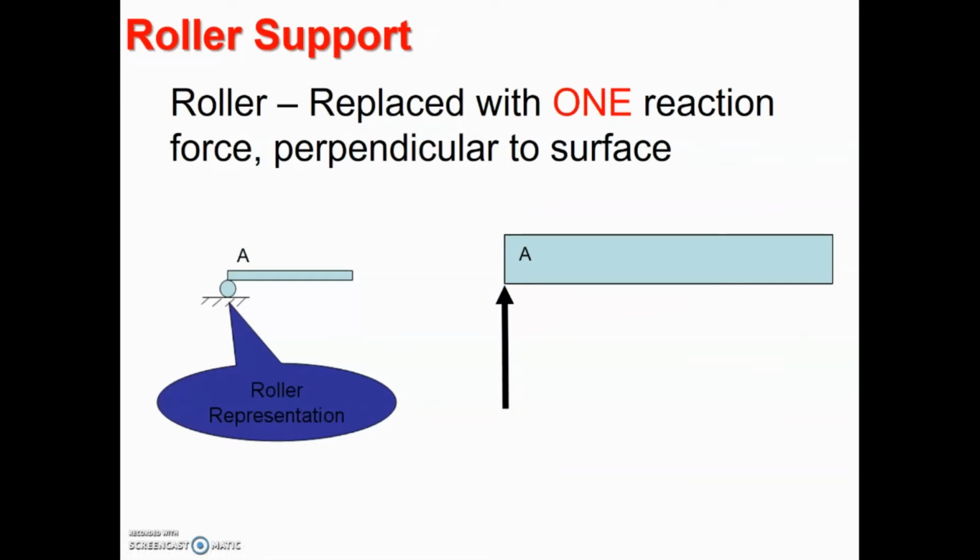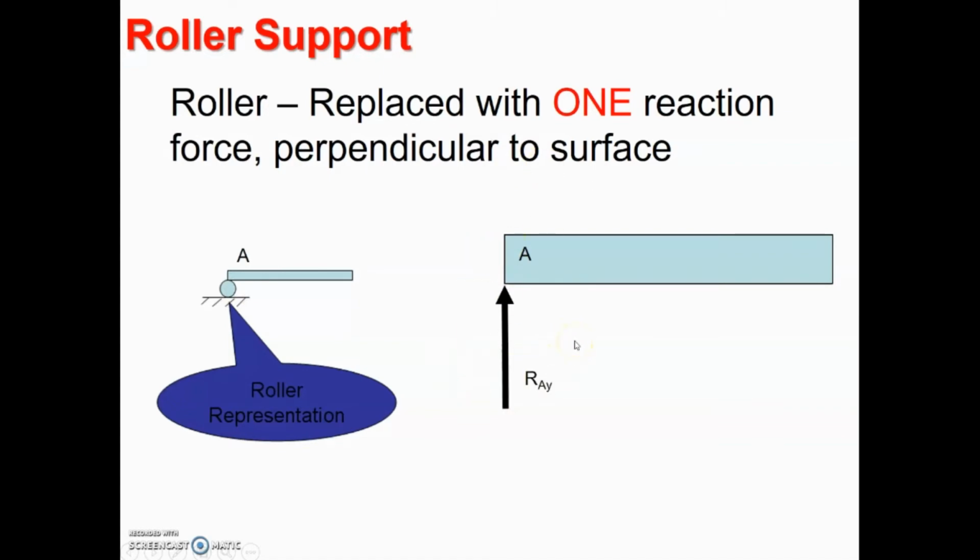Now when we're turning that into a force diagram, we are going to replace that with one reaction force which is perpendicular to the surface. So what that means is our rollers allow us to move in the X direction left and right, but they provide a force pushing up or down on our bridge. So if I were to translate this into a force diagram, it would look something like this, where I am replacing my little circle for the roller for a force that is moving in the Y direction. That is perpendicular to my surface.